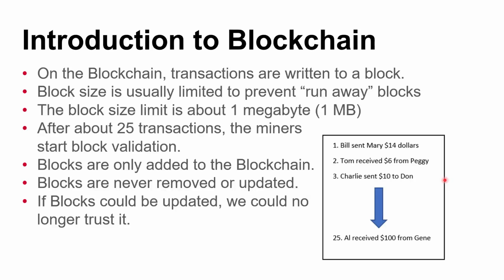So blocks are added to the blockchain. A block again contains the listings of the transactions. Blocks are never removed or updated. And if a block could be updated, we would no longer trust it. So again, we can see here some similar types of transactions that may be listed in the blockchain, that Bill sent Mary $14, Tom received $6 from Peggy, and so on. This is a simplified view of what we might actually see in a blockchain block.